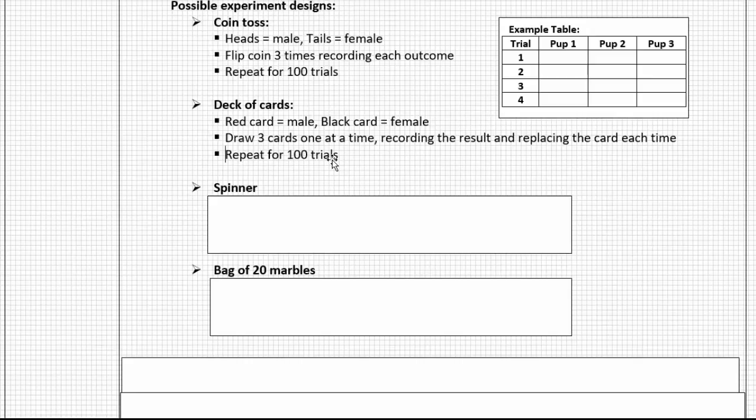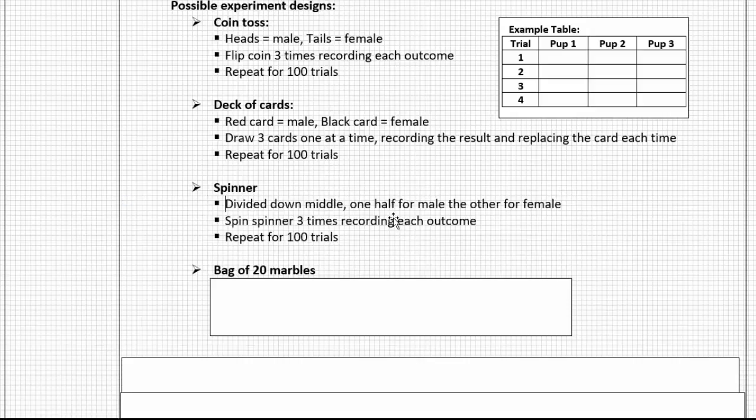Alright, so see if you can figure out what we should do for a spinner. How might we make a spinner work to simulate this experiment? Or how might we do this for a bag of marbles? Pause the video to think about that and jot down your ideas, and then let's compare.